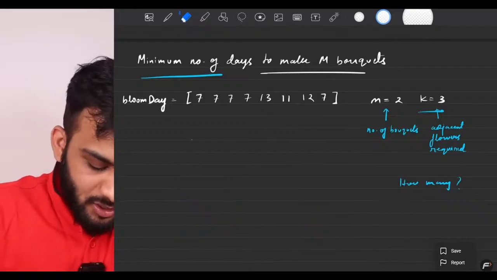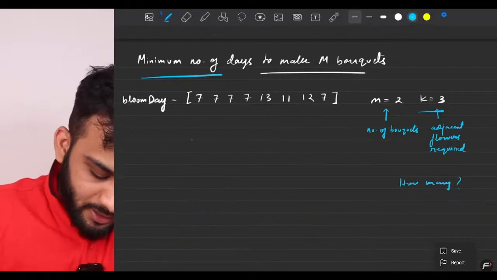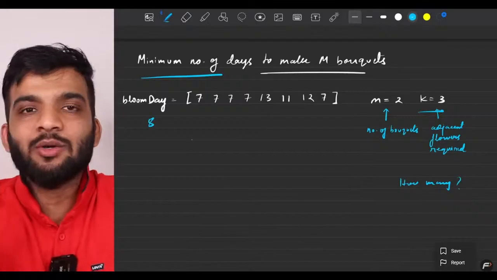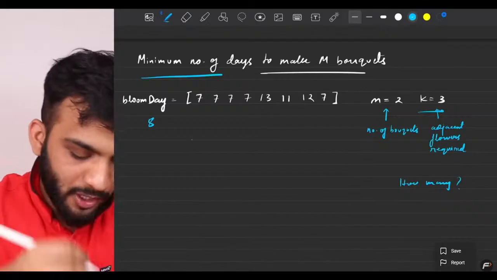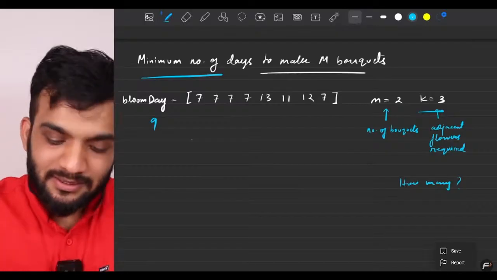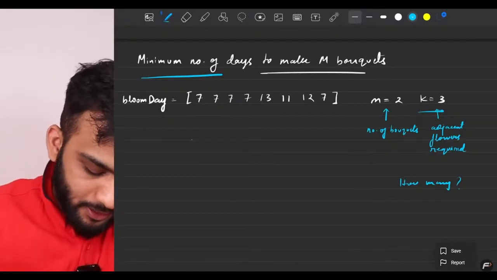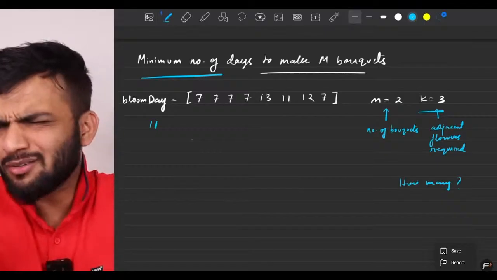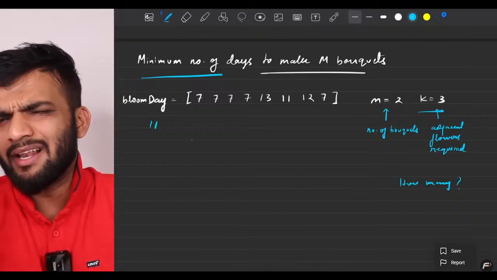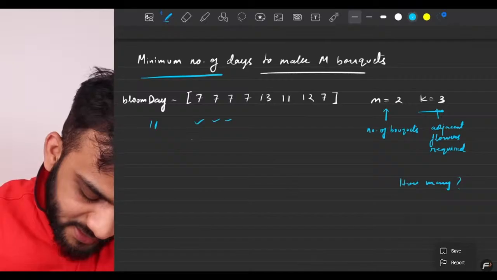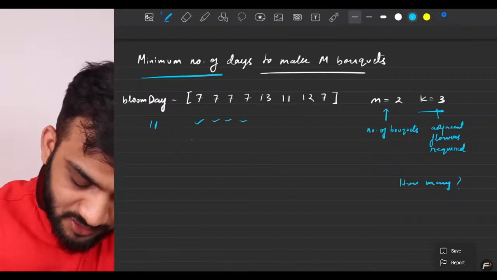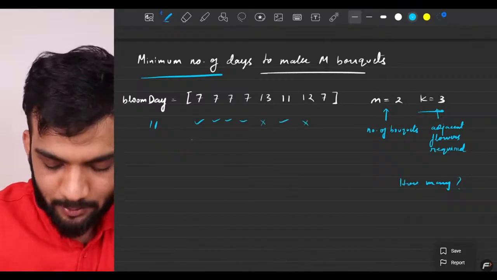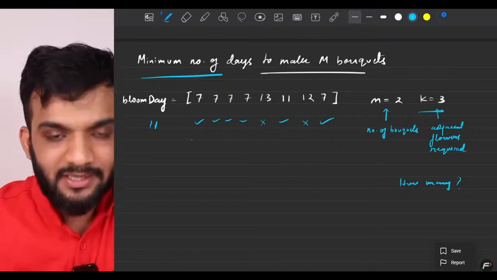What you do is, you take day 8 and again you do the same thing and you will see that you can only form 1 bouquet. Next, you'll take day 9 and again you will see the same pattern. Next, you'll take day 10 and again you will see the same pattern. Next, you'll take day 11, and the moment you take day 11, let's try it out and see. So yes, yes, yes, and this will be no, this will be yes, this will be no, and this will be yes. Let's again do the same thing.